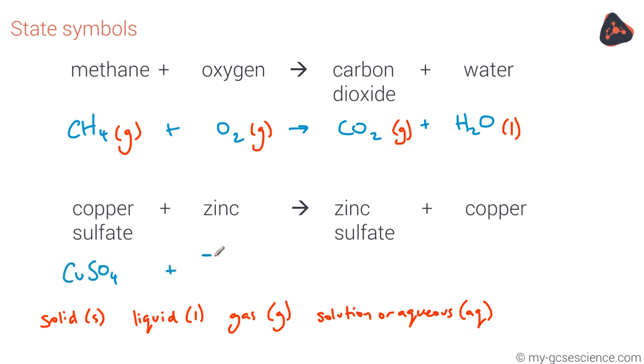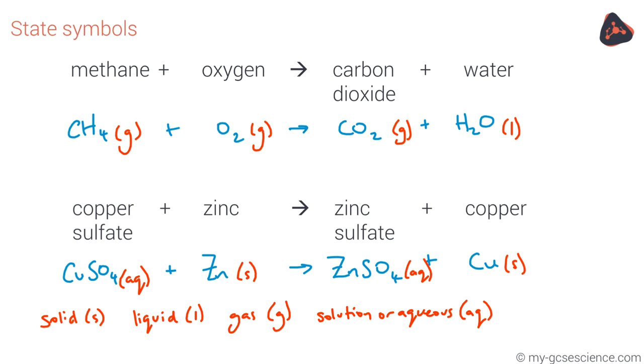And we have copper sulfate and zinc makes zinc sulfate and copper. So here we have copper sulfate, and we write the formula for it with little brackets showing it's a solution, so that's AQ for aqueous. Zinc is a solid. Zinc sulfate is a solution, so that's AQ again, and copper is a solid.